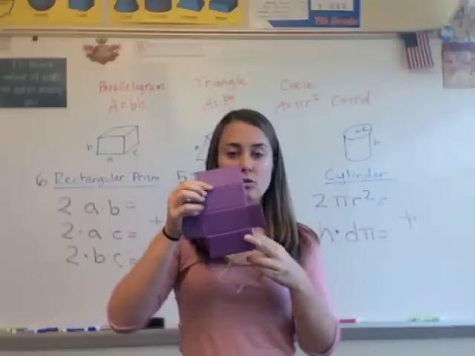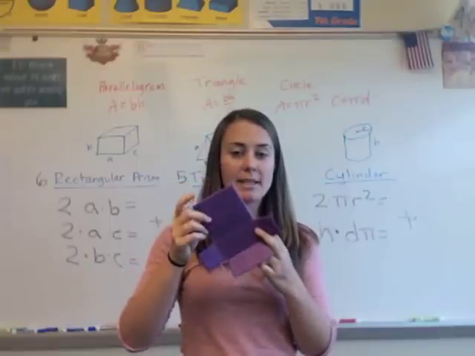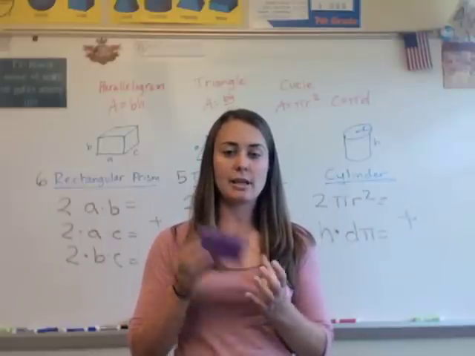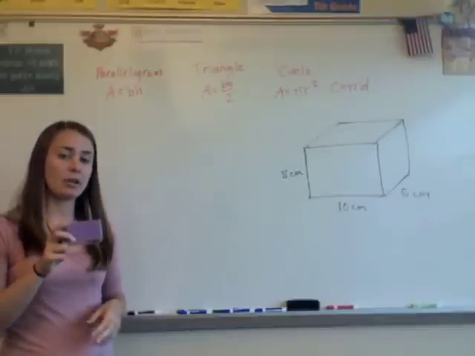A net is to draw a shape out flat. But some people have a hard time seeing that. So I'm going to do kind of a modified net when I'm teaching you how to find the surface area of all our different shapes. Alright, we're going to start with the surface area of the rectangular prism.